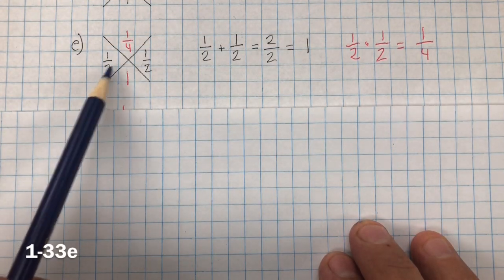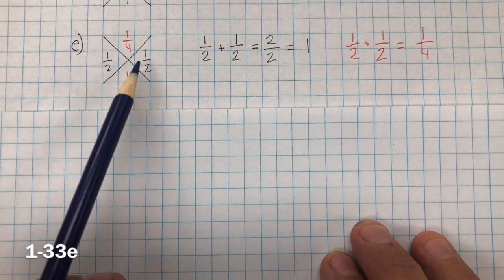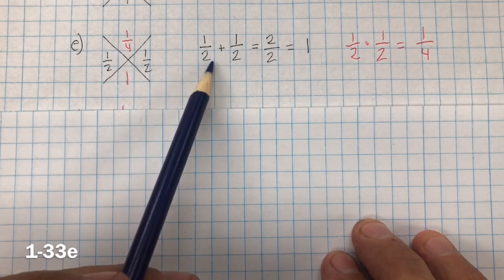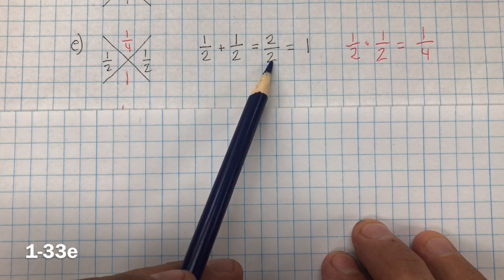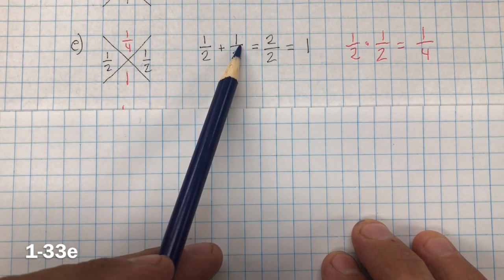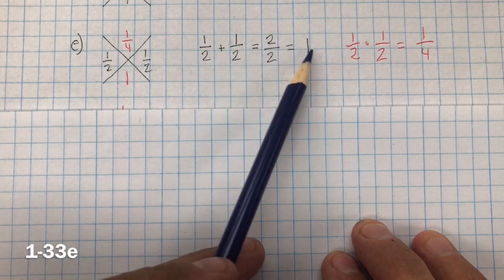For E, we have the sum of two fractions, 1/2 plus 1/2. And I show that here. We have a common denominator, so you keep the denominator, and you add the numerators. 1 plus 1 is 2. 2 halves equals 1 whole.